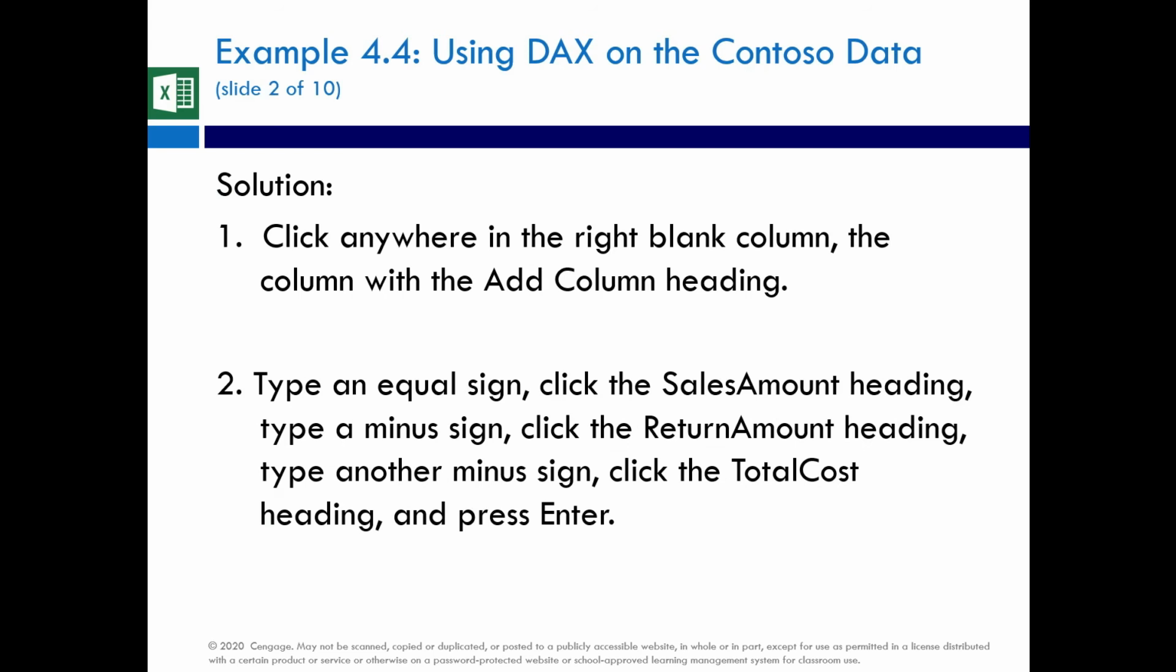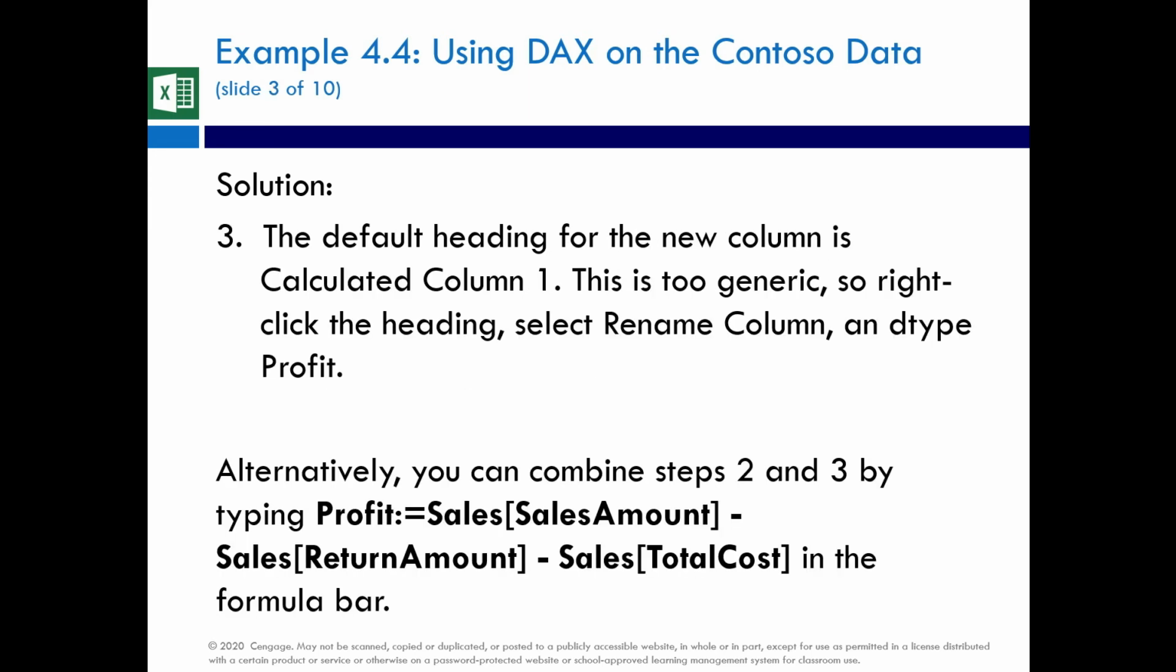Click anywhere in the right column. The column will be added here. Type an equal sign. Click the Sales Amount heading. Type minus. Click the Return Amount heading. Type another minus sign. Click the Total Cost heading. Press Enter.